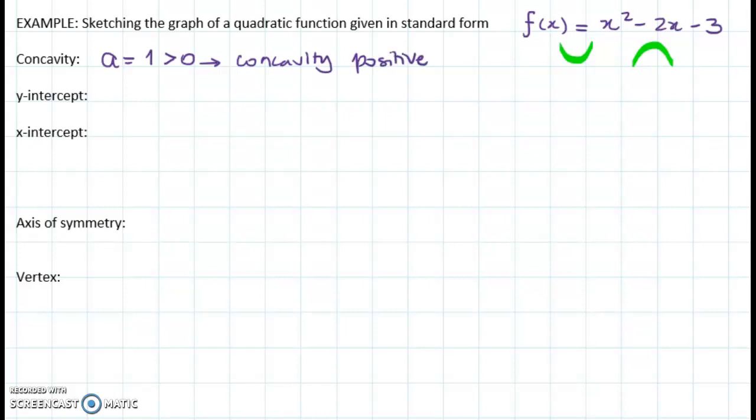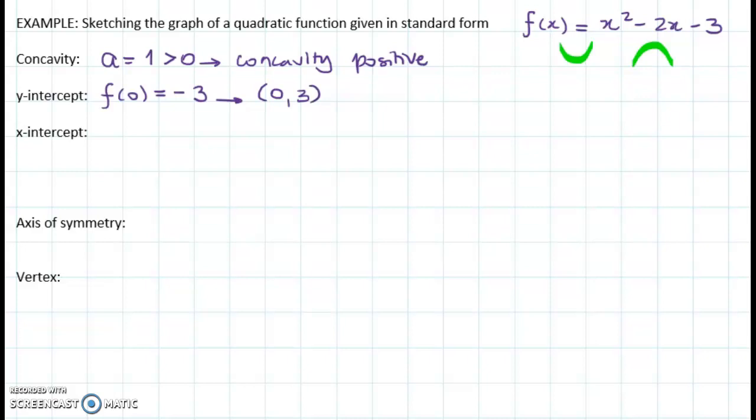To find the y-intercept of any function, what we want to know is what is the value of the function when x is 0. So we want to evaluate the function at 0. And when we do that, everything that has a variable x is going to be 0. So we just get -3. So this means that the coordinates of the y-intercept are 0, 3.